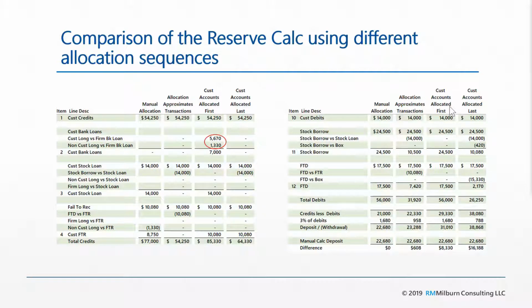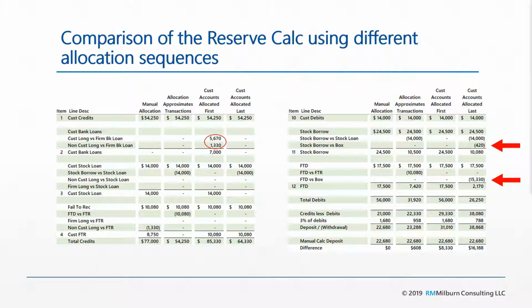The reserve calculation with the customer accounts allocated last, example number 4, has both stock borrow and failed to deliver shares allocated to the box. Again, from the transaction list, we know that there were no stock borrows or failed to deliver shares in the box. Both of these automated allocations create conservative reserve calculations. However, they fail the comparable results test.